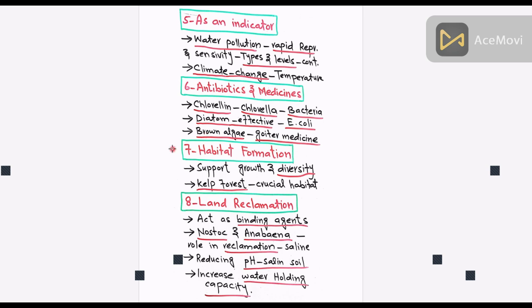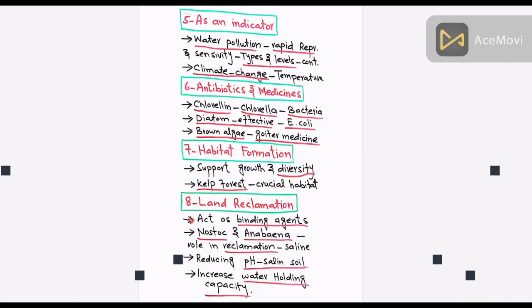The next role of algae is in habitat formation. Algae support the growth and diversity of aquatic life by providing habitats for various species. Forests formed by large brown algae, such as kelp, are called kelp forests and serve as crucial habitats for many marine organisms. The next role of algae is in land reclamation.